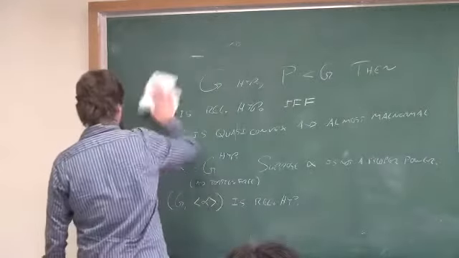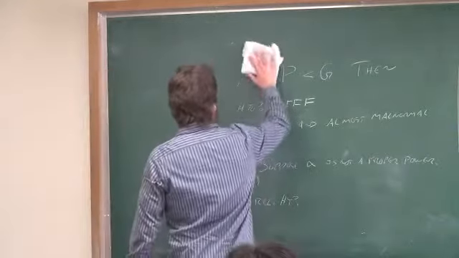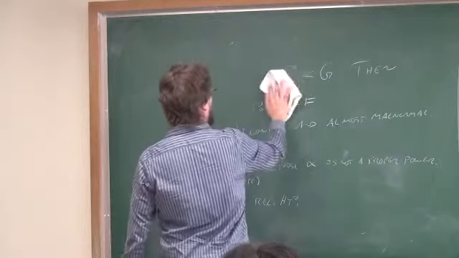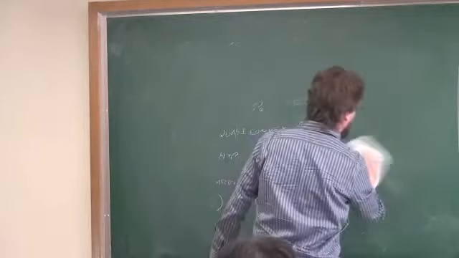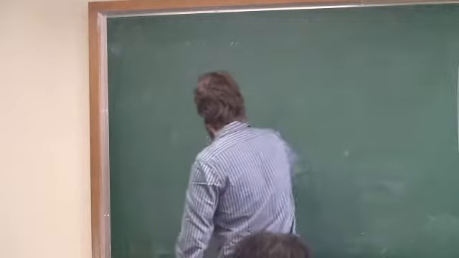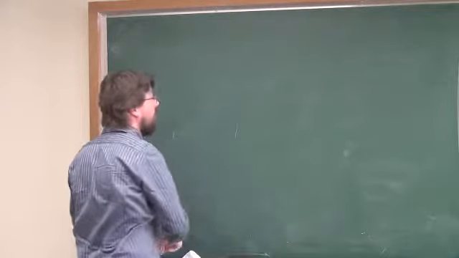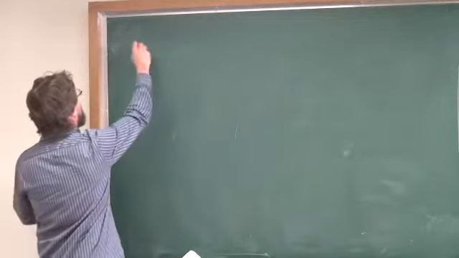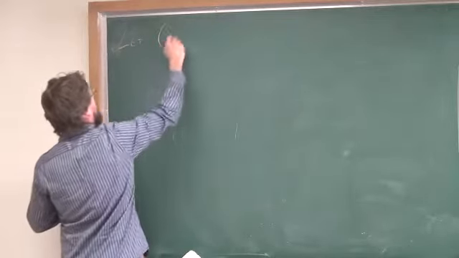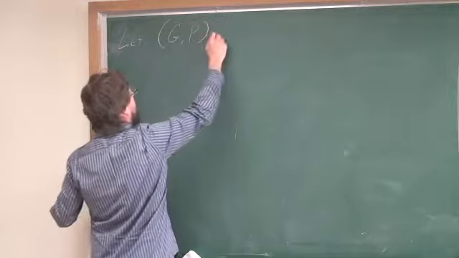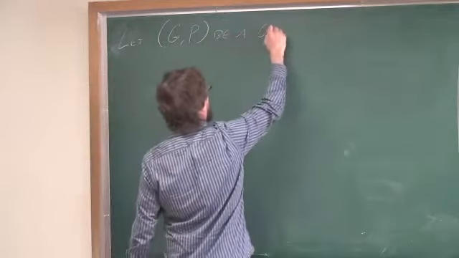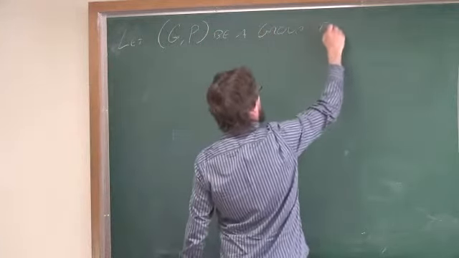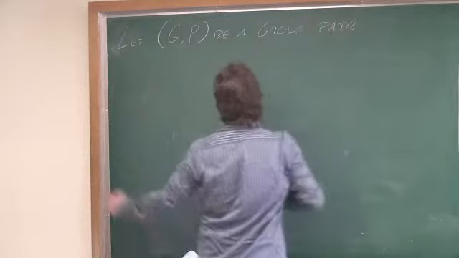Okay. Set up a little notation first. So this is Dehn filling of spaces. I want to talk now about Dehn filling of groups. So we're just going to let G, P be a group pair.